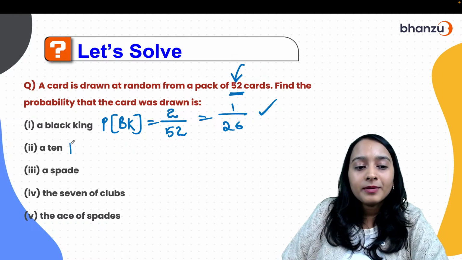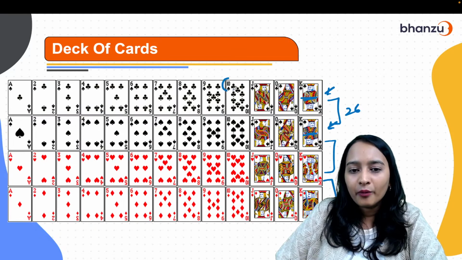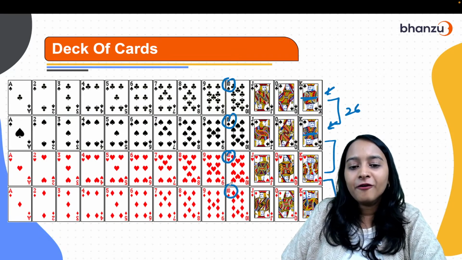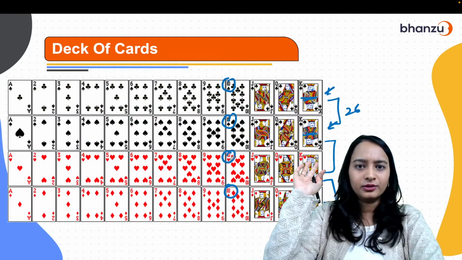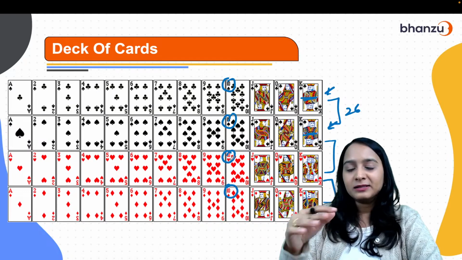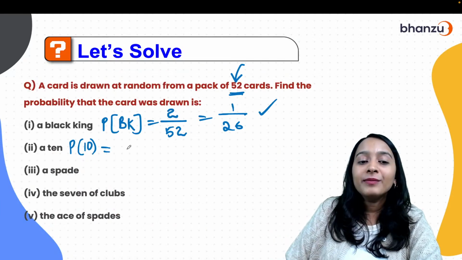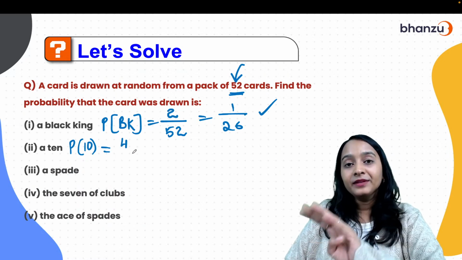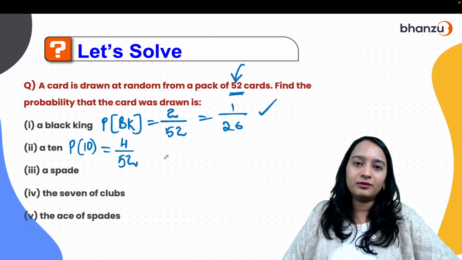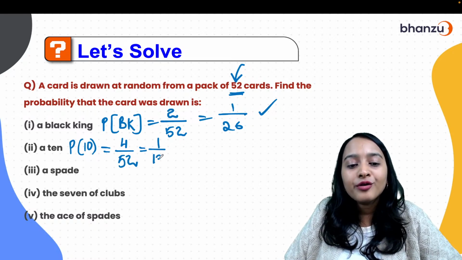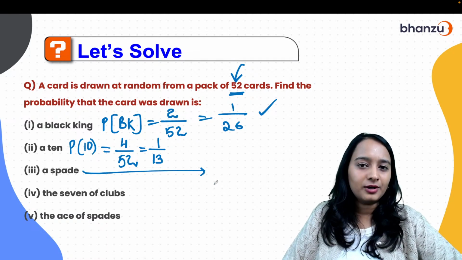Next, what is the probability of getting a number 10? How many 10s are there? 1, 2, 3, 4. They didn't say which color, they just said 10, so it can be of any suit. It can be clubs, spades, hearts, or diamonds. It can be anything, right? So, how many total 10 cards are there? There are 4 different 10 cards out of the 52 cards that we have. So, we have 1 out of 13. Alright, you can simplify or leave it as it is, it does not matter.